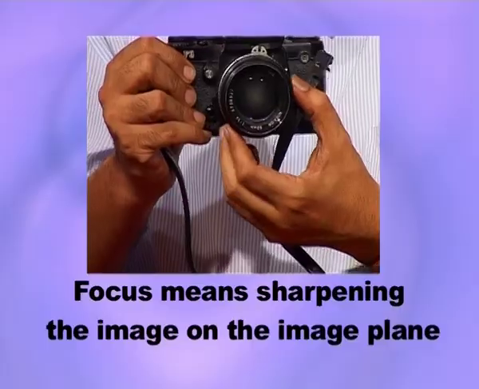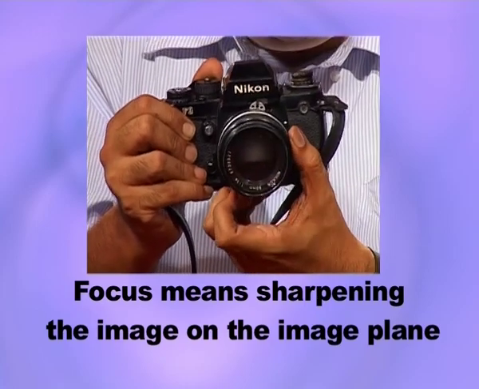You focus on a certain image, you look through and, by moving the lens elements inside, you sharpen a certain object that you want to photograph, whereas focal length is a fixed characteristic of the lens. This is a 50 mm lens, but I will have to focus it either here or there or here. So, focusing means sharpening the image on the image plane. The issue of focus and focal length should not be confused.